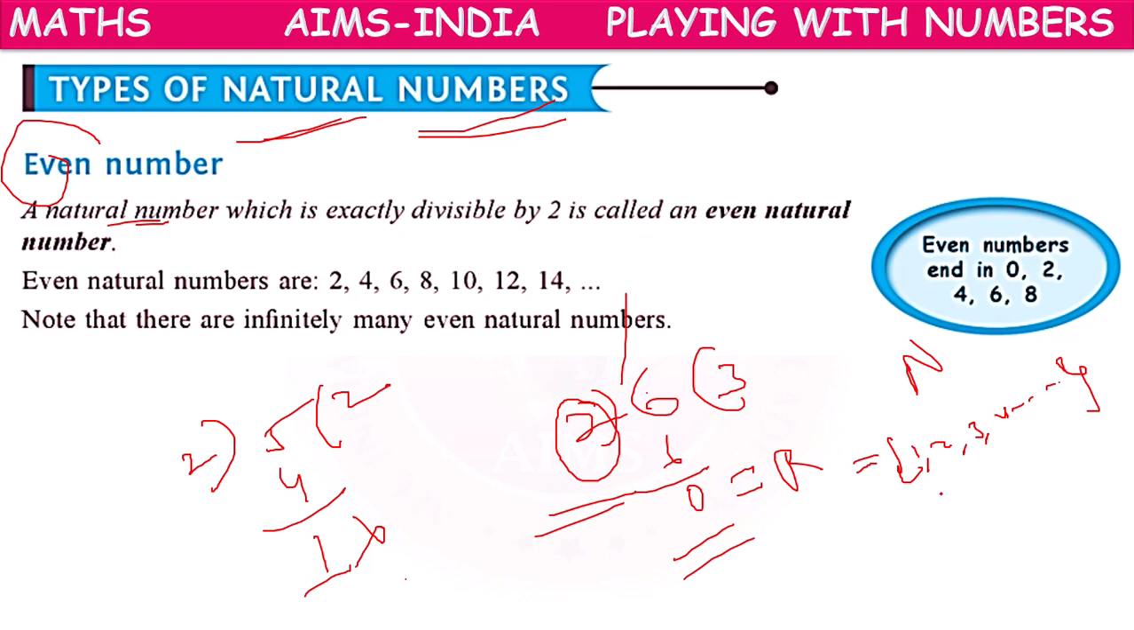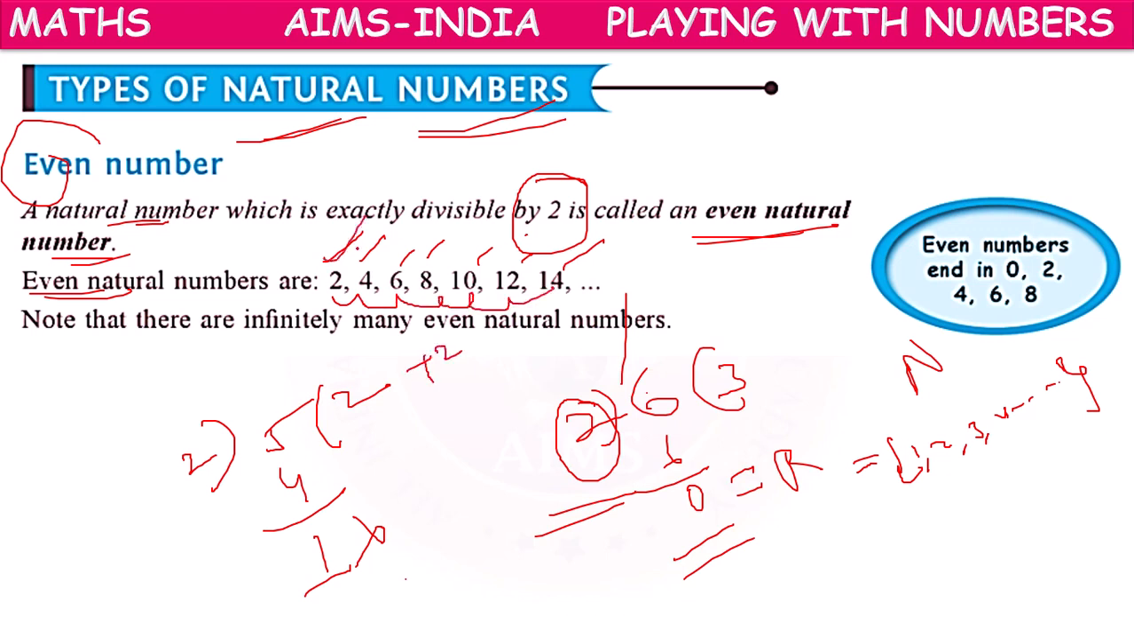The numbers starting from 1 are considered natural numbers or counting numbers. A natural number which is exactly divisible by 2 is called an even natural number or even number. The first, least even natural number is 2. After that 4, 6, 8, 10, 12, 14. If you observe, the difference between two consecutive even numbers is 2.